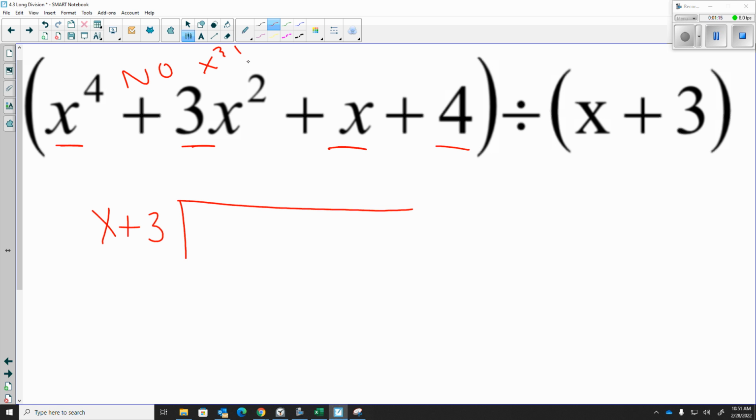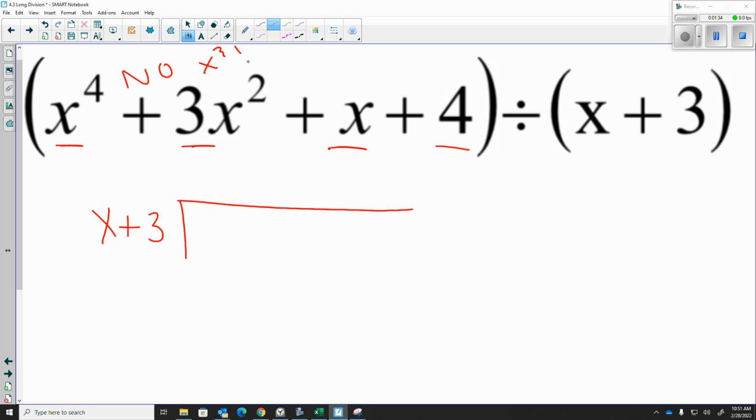Okay, so if you're ever missing any of the place values, even in the thing you're dividing, you have to add in a placeholder. Otherwise, everything's going to get all screwed up. So before you get started, you got to look at your pieces and ask yourself, am I missing anything? In this case, we're missing an x cubed.